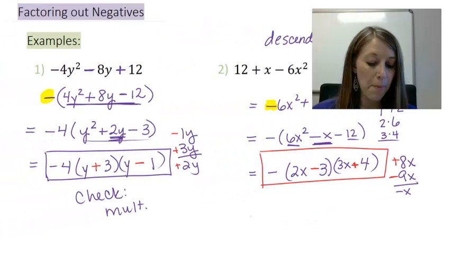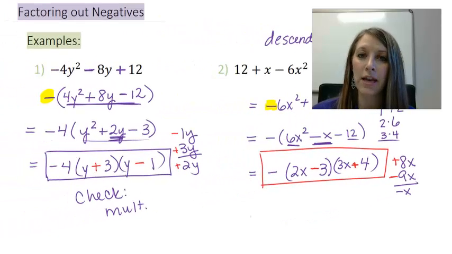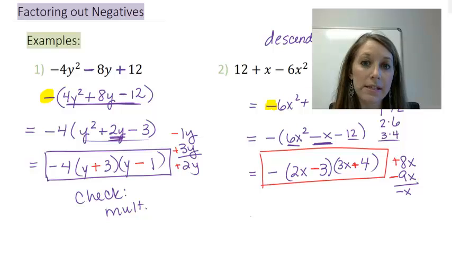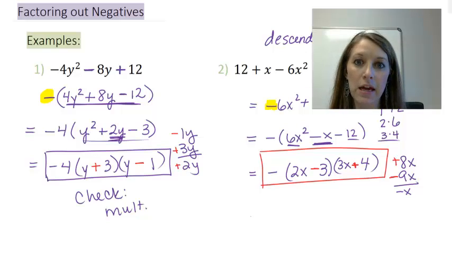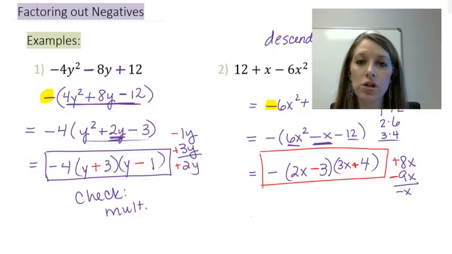And we worked a couple examples of factoring out negatives. So in example 1, it was obvious that I needed to factor out that negative because it was right there. In example 2, I needed to make sure to rewrite it in descending order, and then it became obvious that I needed to factor out the negative. Just note that when you factor out the negative, it switches all of the signs of your polynomial.